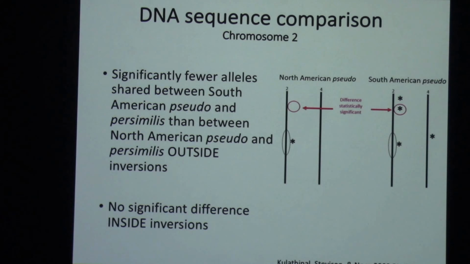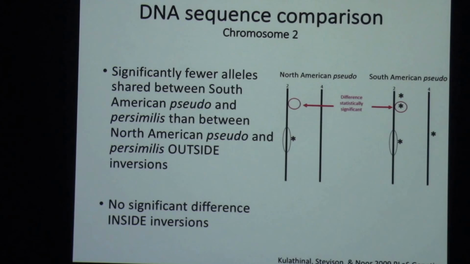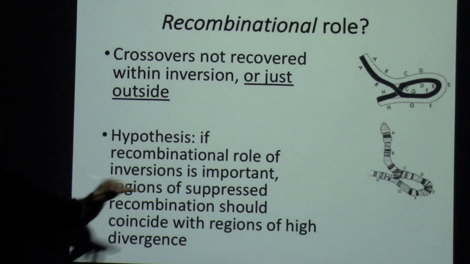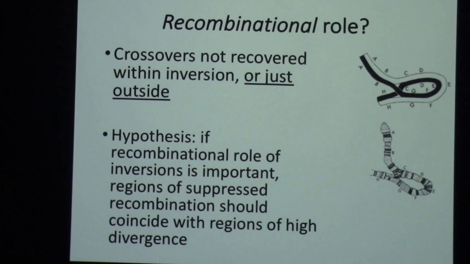Now, everything I've been showing you so far is just this idea that yes, they're hybridizing, yes, there's homogenization, and yes, inversions are different. I haven't yet shown you any reason to believe that it's a recombinational effect per se. In theory, it could be crazy mutation rate differences or something else going on in those inverted regions. So we wanted to explore this recombination role. And one way we can do this, we can leverage an interesting little tidbit about Drosophila that not only are crossovers not recovered within inversions in heterozygotes or in hybrids, but also there's a stretch just outside the inversions which also doesn't have any crossovers recovered.